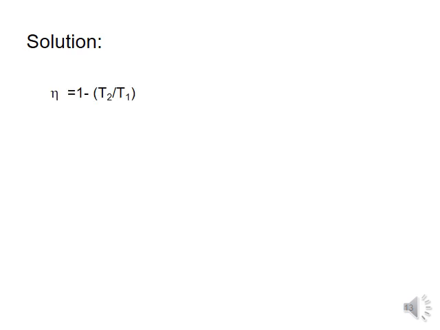So efficiency is equal to 1 minus T2 by T1. So 1 minus 308 by 1023. So we will get 0.699. In terms of percentage, it means 69.9 percent.